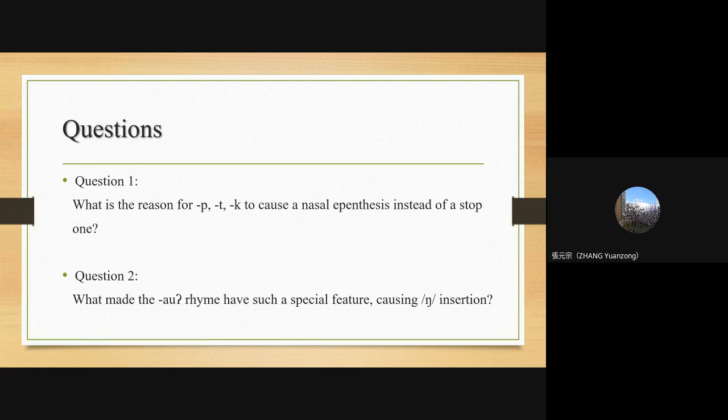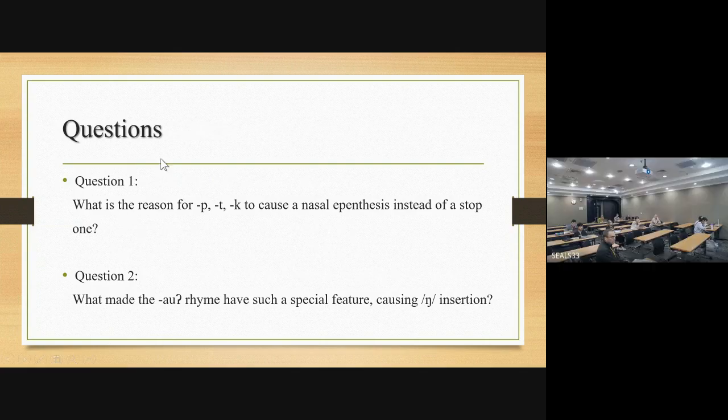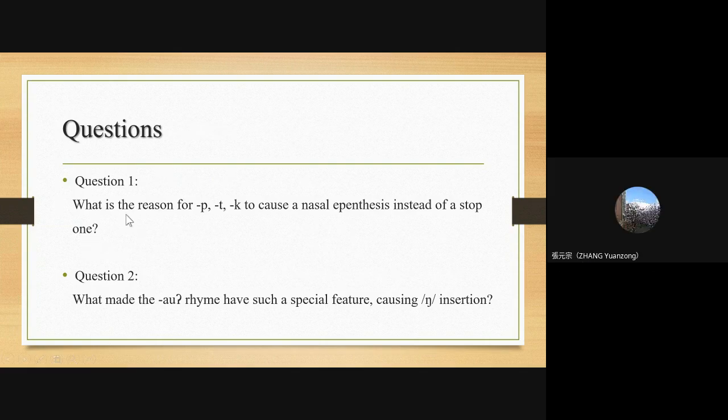So here come two questions. Question one is, what is the reason for the stop codas ba, da, ga to cause a nasal epenthesis instead of a stop one? And question two is, what made the owl rhyme have such a special feature, causing a nga insertion?